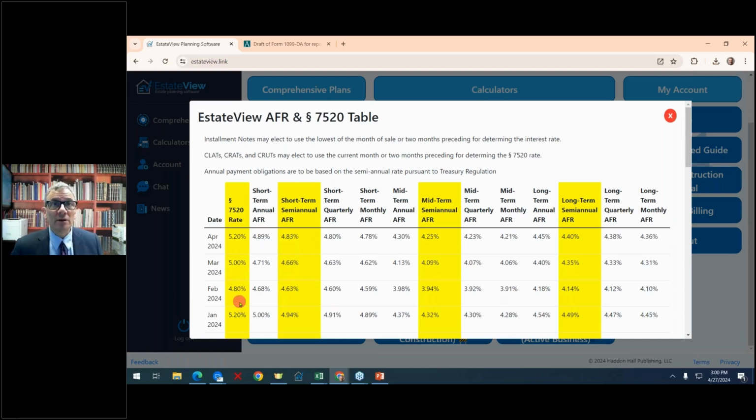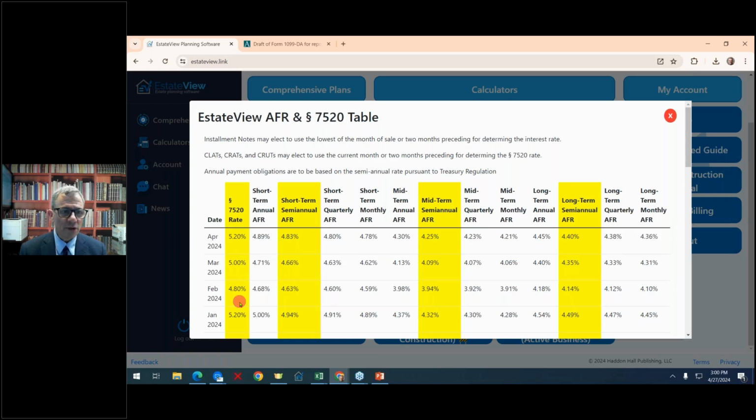Now, for charitable arrangements, you can generally use the best of those three percentages. For non-charitable arrangements, you have to use the percentage that applies for the month that the arrangement is set up.